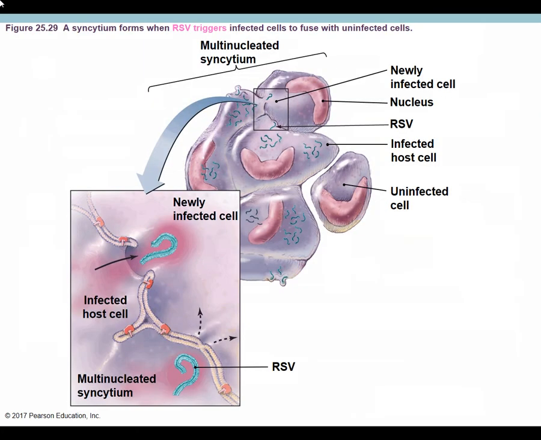This picture just shows multiple cells fusing together. The nucleus is shown as sort of this pink structure here, and once the cells are fused together, of course, new viruses are being produced as well that are budding from the syncytium and invading the nearby cells.